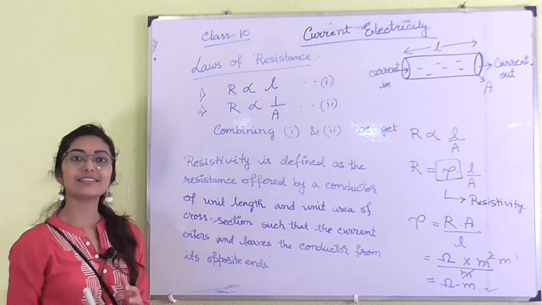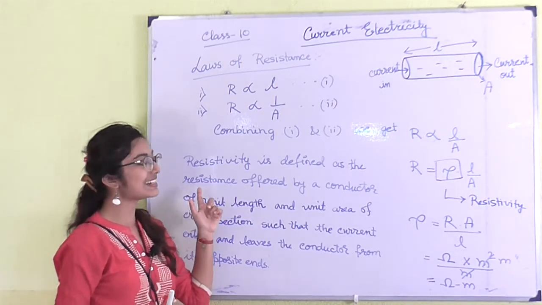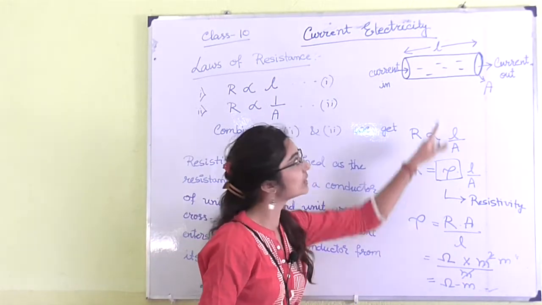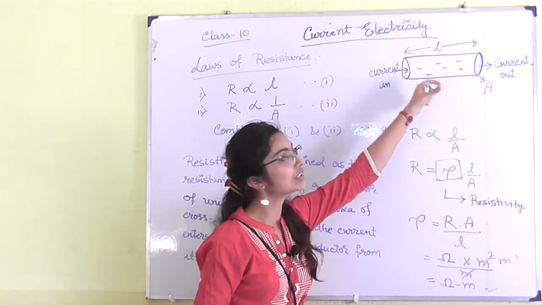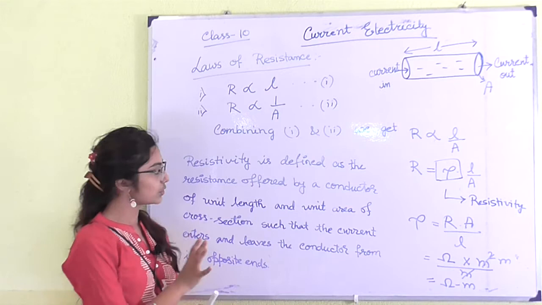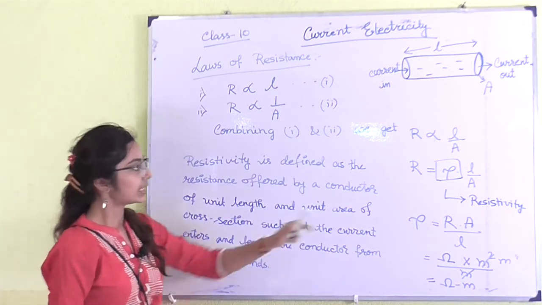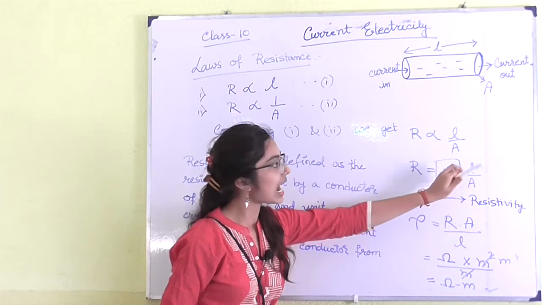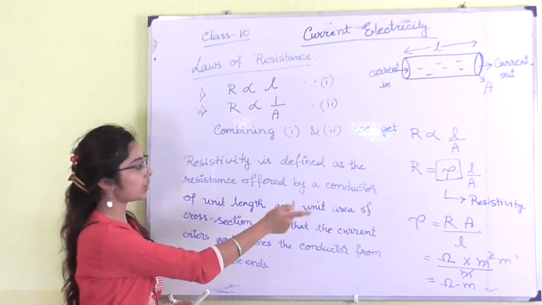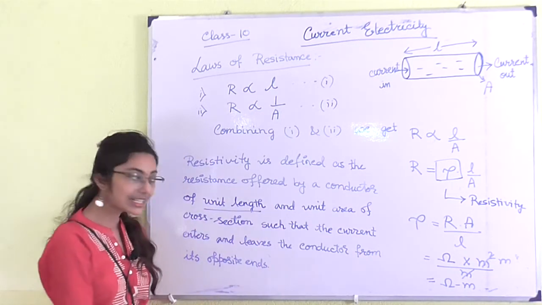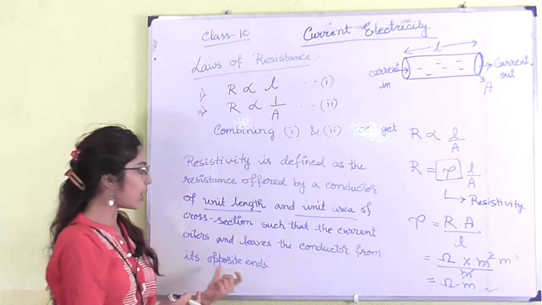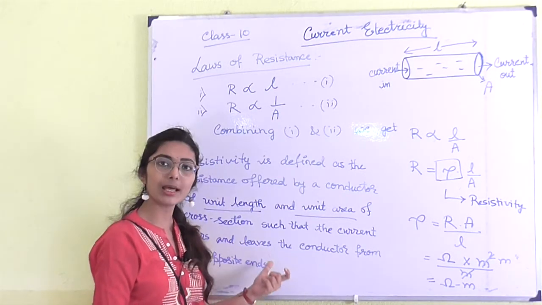So what is resistivity actually? Resistivity is defined as the resistance offered by a conductor of unit length. Suppose L is equal to 1 meter and the cross section is equal to 1 meter square. Then the resistance offered by the conductor is known as resistivity. L and A are both 1, so R is basically rho. So resistivity is the resistance offered by the conductor of unit length and unit area of cross section, such that the current enters and leaves the conductor from the opposite ends. So this is all about resistivity.